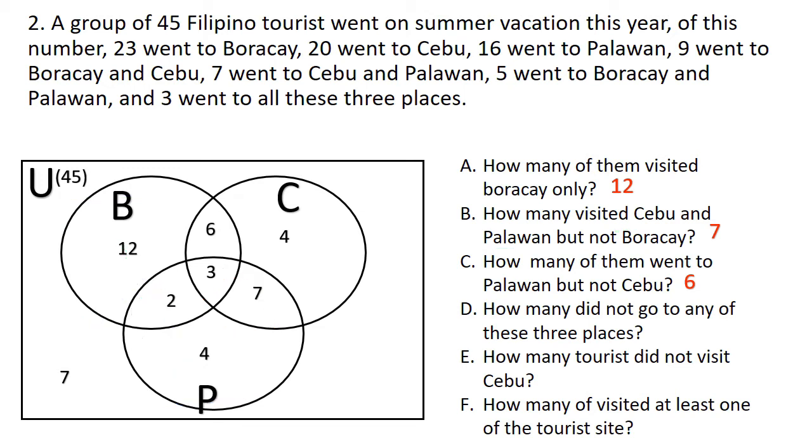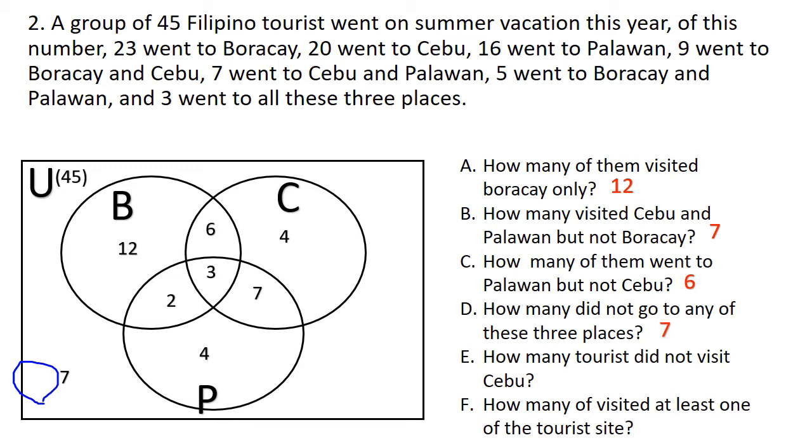Okay, next, letter D. How many did not go to any of these 3 places? So we have here 7. So these 7 tourists probably visited other tourist sites aside from what we are looking for: Boracay, Cebu, and Palawan.